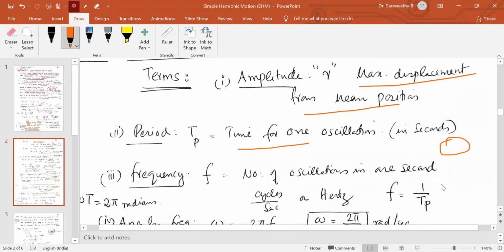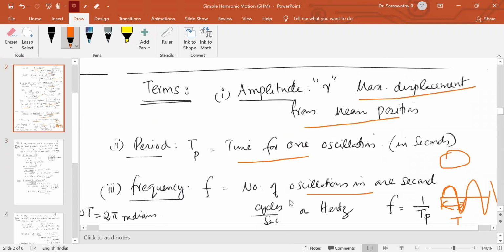Frequency: suppose it repeats like this. One cycle means from the mean position it goes to the extreme, again comes to the other extreme, then reaches here. So time from here to here is one period. Time for one cycle is period. The number of cycles or oscillations in 1 second, with unit cycles per second, that is called hertz, is the frequency. Frequency is 1 by time period.